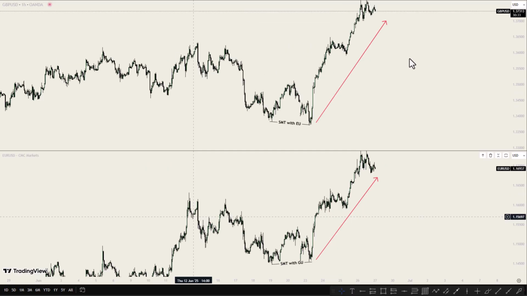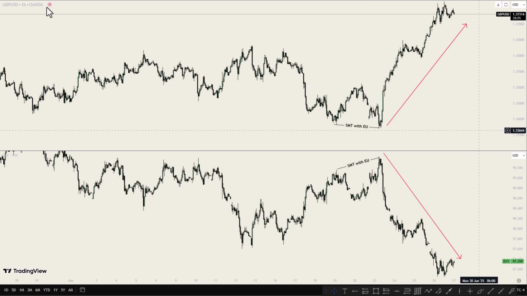So here on the chart, we have GBP USD and Euro USD. Price is making lower low. But if you look at Euro, price is making lower high. Now, this shows a crack in correlation. Right from there, price changes direction and continues going higher.